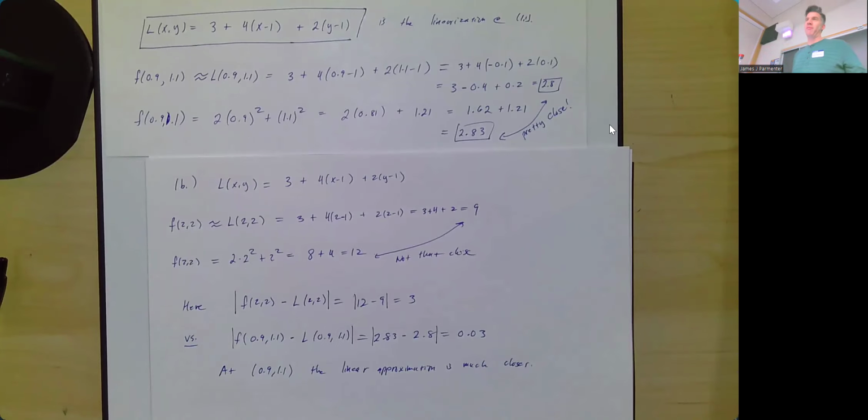Questions about any of that before we move on to problem 2? Here's the true value.